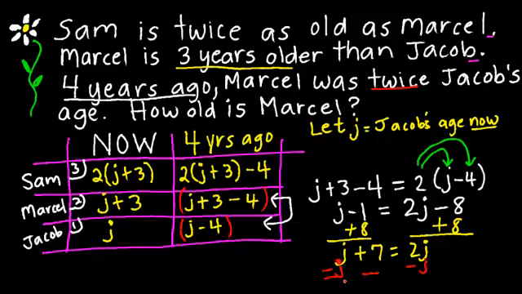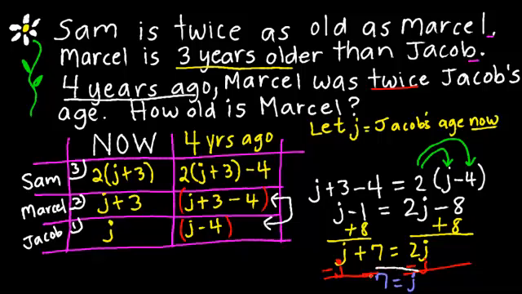And kind of running out of room here. 7 is going to equal 2J minus 1J, which is J. What that's telling me is not the answer to the question. The question is how old is Marcel? But it is giving me Jacob's age, which is very helpful.